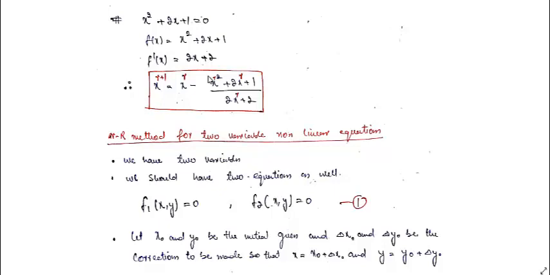nonlinear equation. Let us try to do this for a nonlinear system where we have two variables, and for two variables we should have two equations. Let us say these equations are f1 of x, y equal to 0 and f2 of x, y equal to 0. Let x naught and y naught be the initial guess, and delta x naught and delta y naught be the corrections to be made, so that x equal to x naught plus delta x naught and y equal to y naught plus delta y naught be the exact solution of this equation.